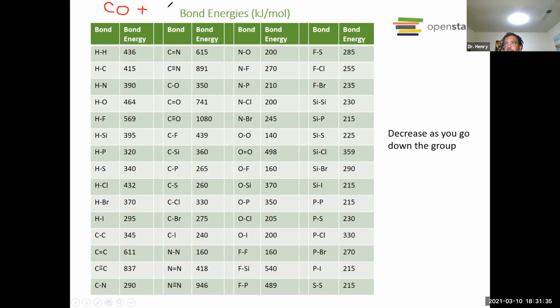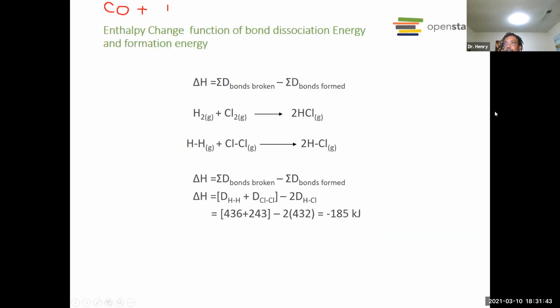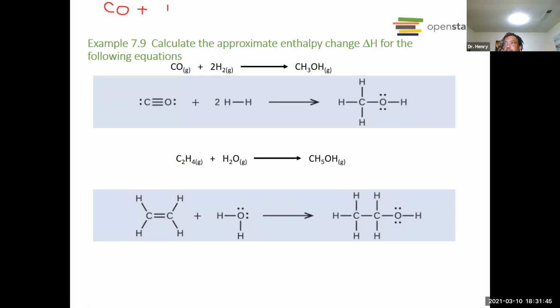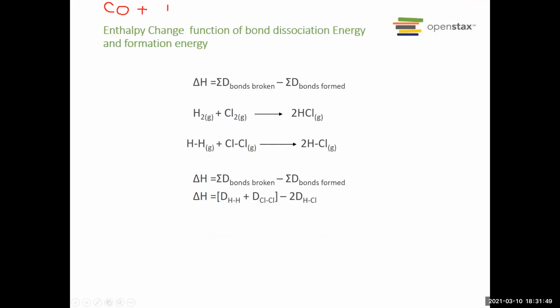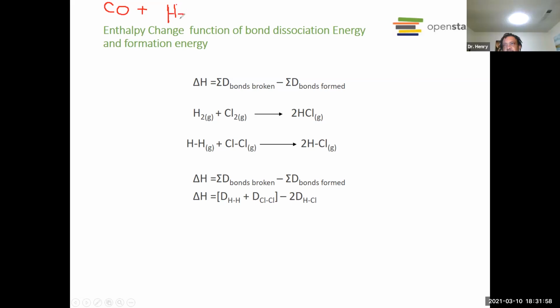Let's see, what was it? CO. I can't remember what it was. Old age, you know. On the test, Dr. Henry, would you only have the chemical equation, and then from there we would have to draw the structure and whatnot? That's right. Okay. And then you're going to end up with CH3OH.